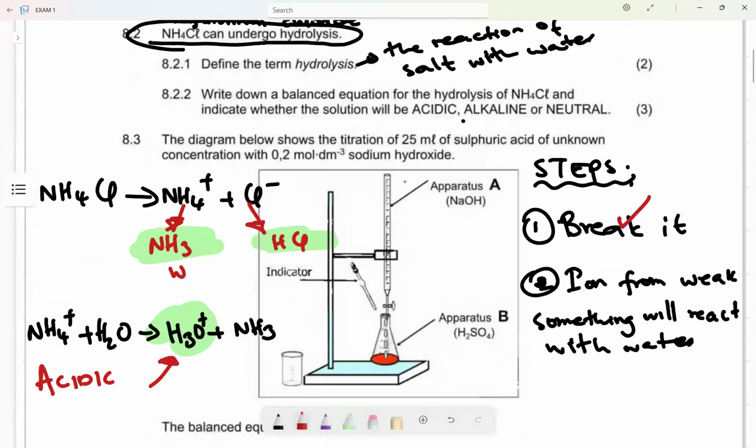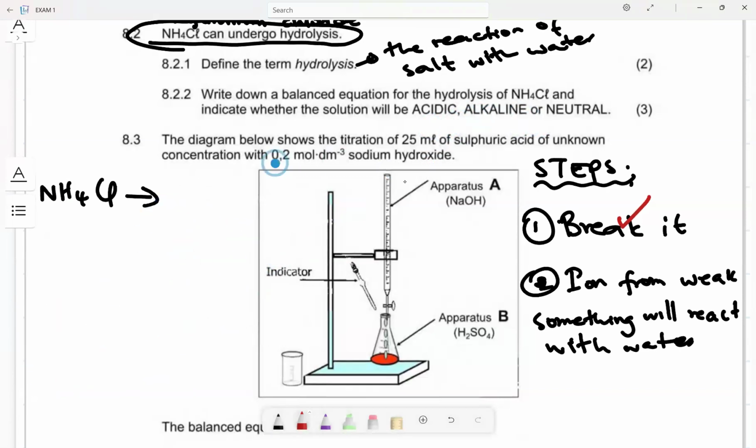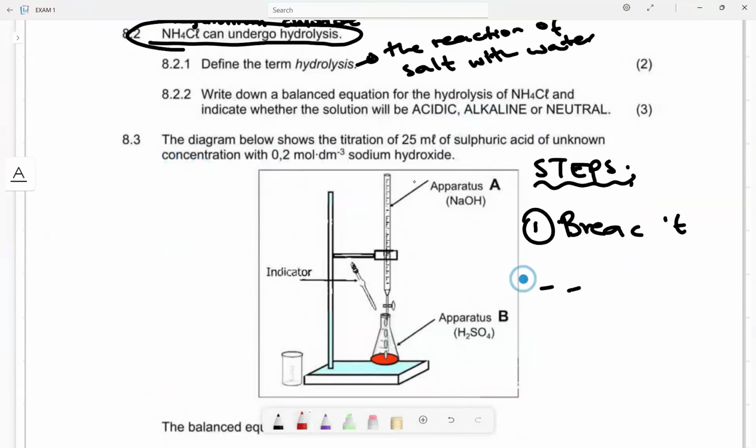So this is how we get to know if something is alkaline. Alkaline refers to basic and all of those things. Okay, let's move on to the titration type of equation. Let me erase this quickly.